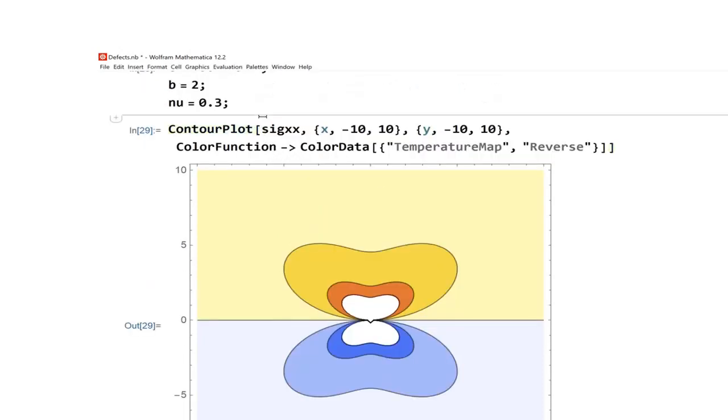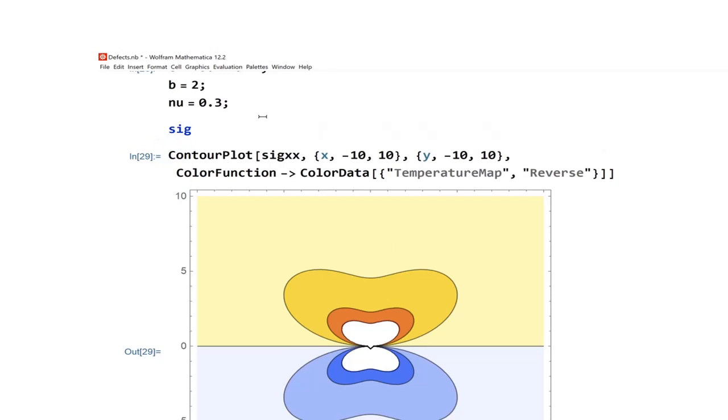We could look at this as like sig x. Look at sig xx, where x goes to 0. Let's go y goes to 1.